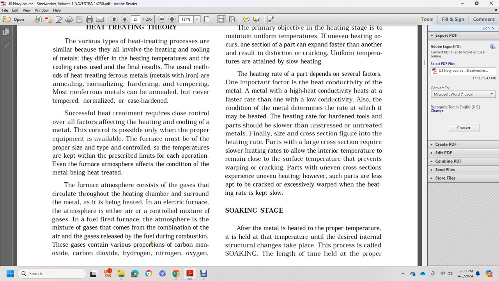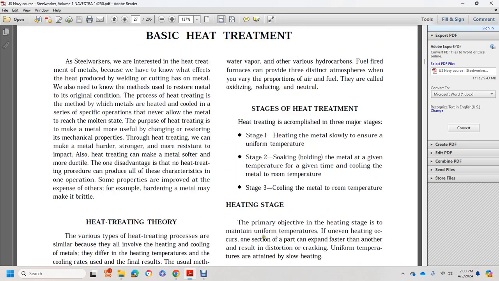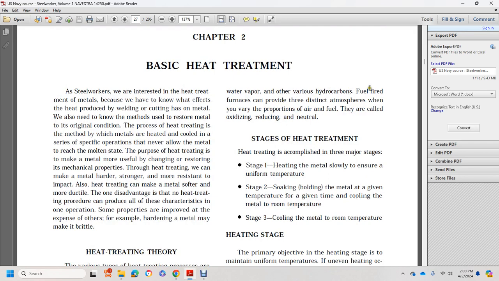These gases contain various proportions of carbon monoxide, carbon dioxide, hydrogen, nitrogen, oxygen, water vapor, and hydrocarbons. Fuel-fired furnaces can provide three distinct atmospheres, in varying proportions of air and fuel. They are called oxidizing, reducing, and neutral. Stages of heat treatment. Heat treating is accomplished in three major stages. Stage 1, heating the metal slowly to ensure a uniform temperature. Stage 2, soaking or holding the metal at a given temperature for a given time. Stage 3, cooling the metal to room temperature.